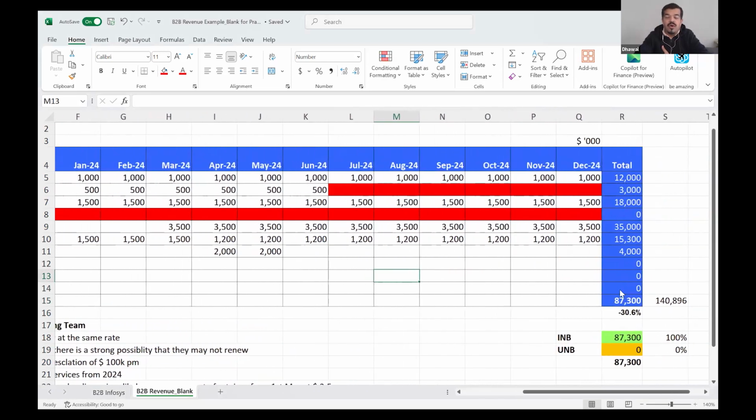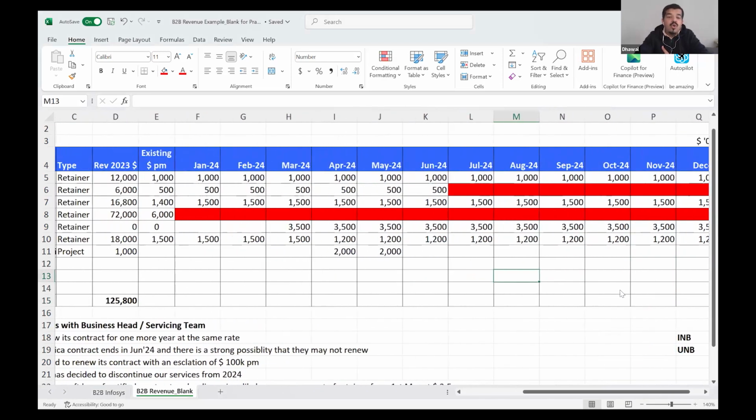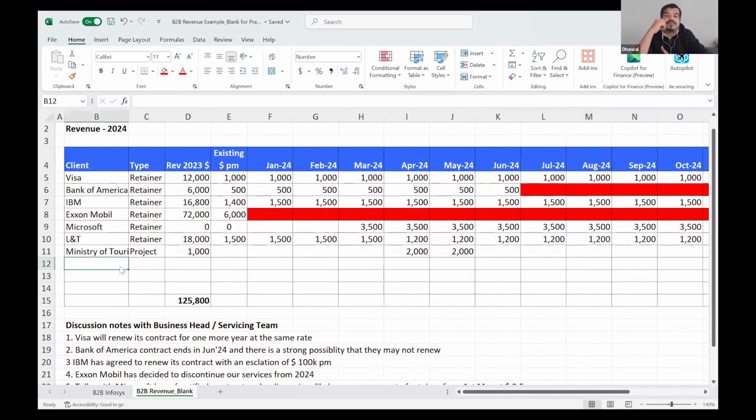Acquiring new clients is the way to go. But now my challenge is, how do I present that in the Excel sheet? Okay. So there are two ways to do it. One is I can just say new business, and I can place some random amounts from January to December. That is one way to do it.